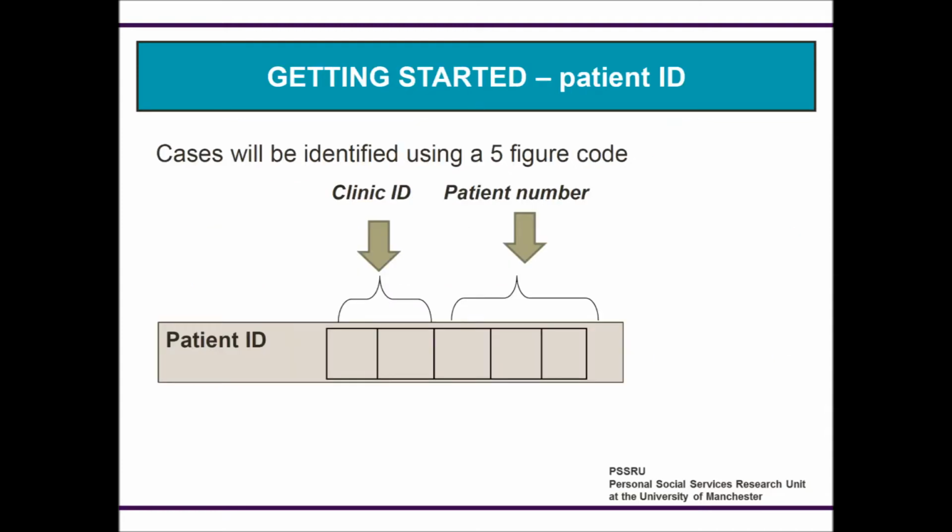The clinic ID, 2 digits, will be provided by the trial manager at PSSRU. All patient numbers, final 3 digits, should be allocated by the site coordinator locally to avoid any risk of duplication. It is essential to ensure the correct 5-digit ID code is entered onto the questionnaire and the consent forms. Patients who subsequently refuse or drop out for any reason will keep their ID number.